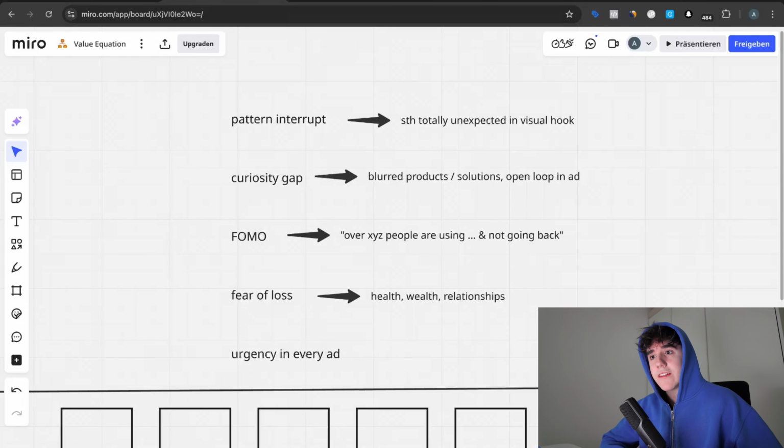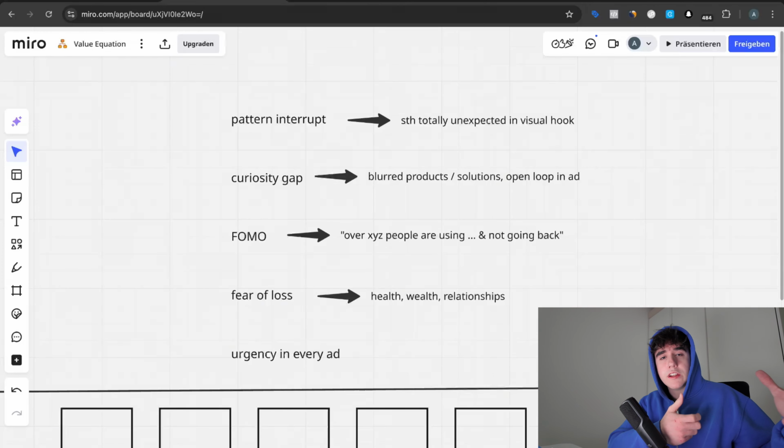Now, the second thing is a curiosity gap. What a curiosity gap essentially is, you open up a loop at some part of the ad and don't reveal the second half of it, right? So for example, let's say you talk about a problem, I had terrible acne, but this solution helped me fix it. But you blur the product in the hook, right?